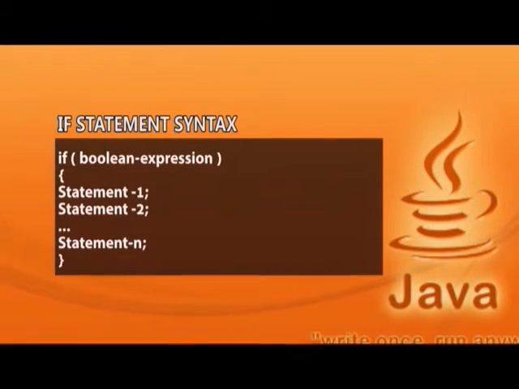The syntax for an if statement is if, open bracket, Boolean expression, close bracket. Then the second line, we have the curly brace, which is open. The next line is followed by statement 1, ending with a semicolon. Thereafter, it is followed by statement 2, also ending with a semicolon. The next line is an ellipsis. Then statement N with a semicolon. Then it ends on the next line with a curly brace.